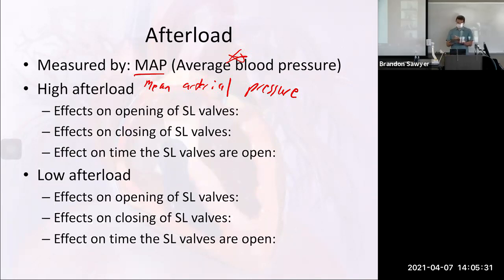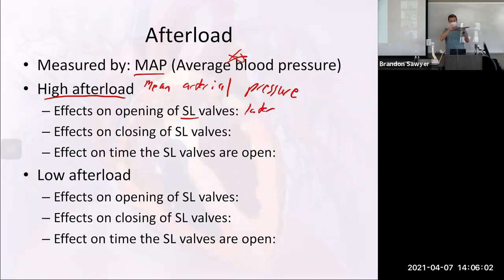Okay, so when we're in a situation where somebody has high blood pressure or high afterload, it's important to think about what that would do to how we open up those semilunar valves. Remember, the semilunar valves are the aortic and the pulmonary. So if we've got a lot of pressure on the other side of that aortic valve, that means it's going to take more pressure that the ventricle has to create before it opens, right? So it means the semilunar valves open a little bit later with higher afterload.